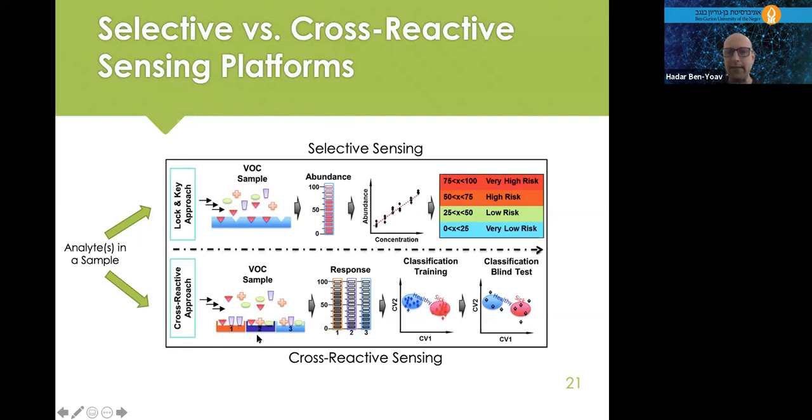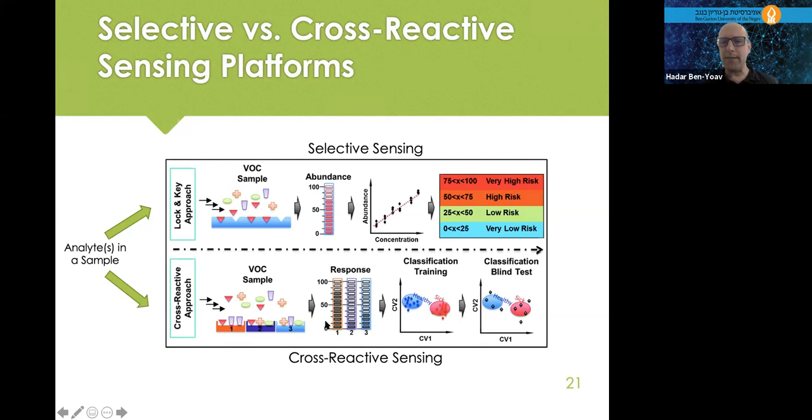Now we have receptor number 2, which also is not specific to a specific analyte, but it can bind to those kinds of analytes and not, for example, to the purple. And the third one, the same also, it binds to this kind of analytes, but not to the red. So they are cross-reactive. They have overlapping in their selectivity.